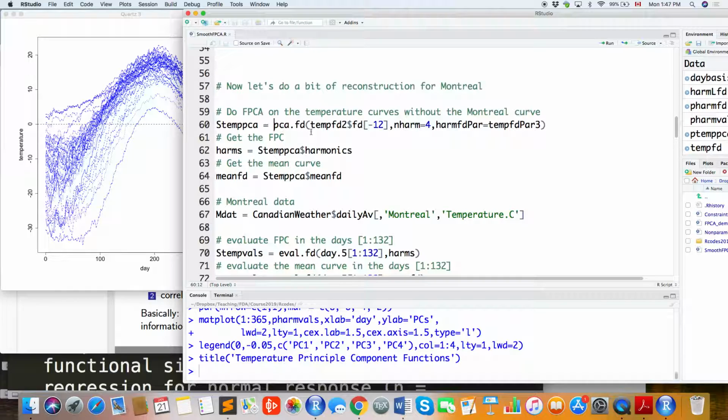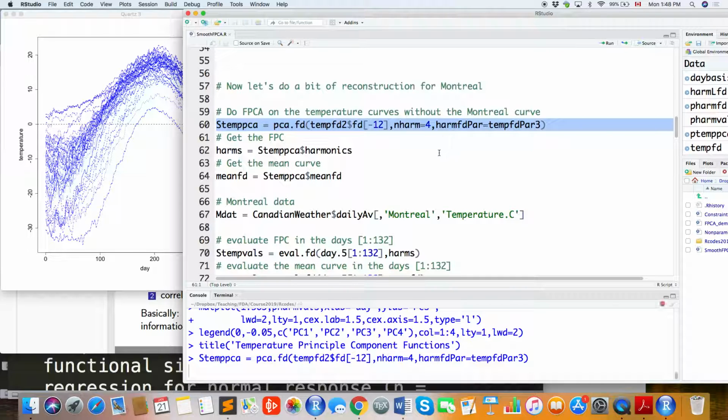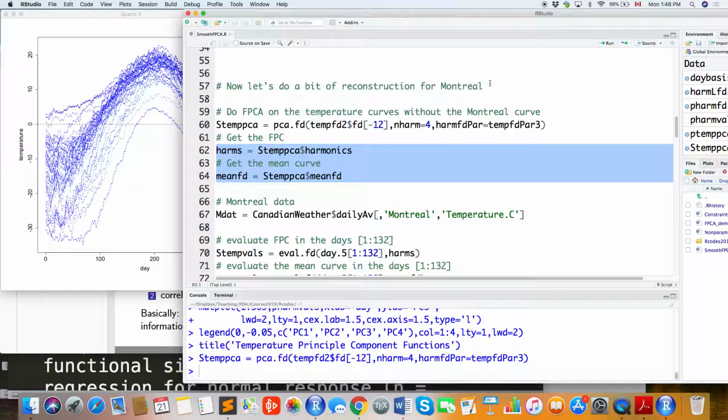Here we first do the FPCA on the temperature curves without the Montreal curve, so just using -12. This removes the Montreal temperature curve from the data. We still keep 4 FPCs, and we define the harmonic oscillatory differential operator with the smoothing parameter 10 to the 6 as the roughness penalty. So we do the FPCA estimation, and then we get the FPCs and also the mean curve.